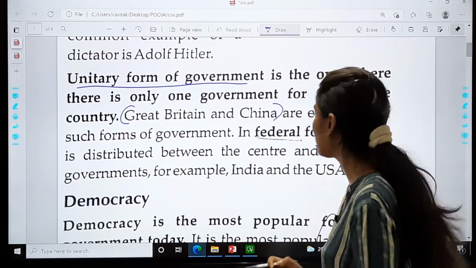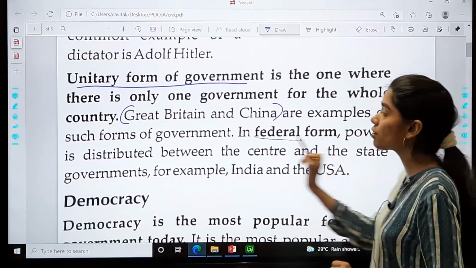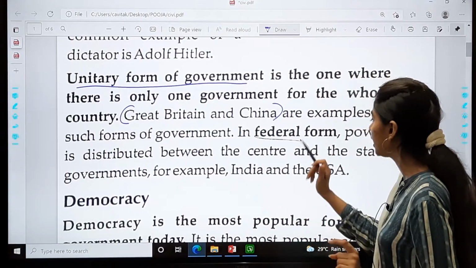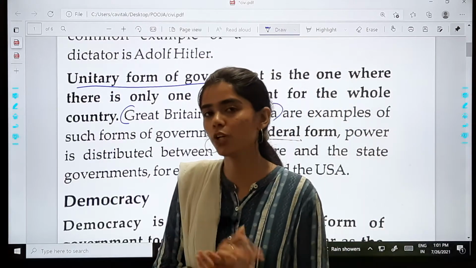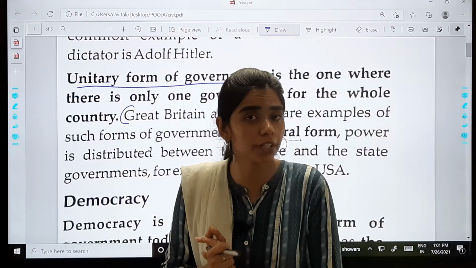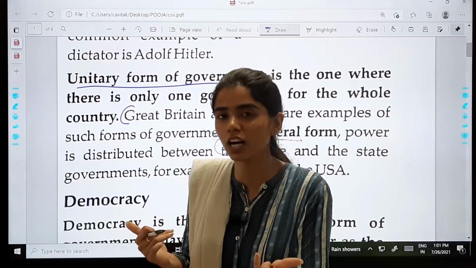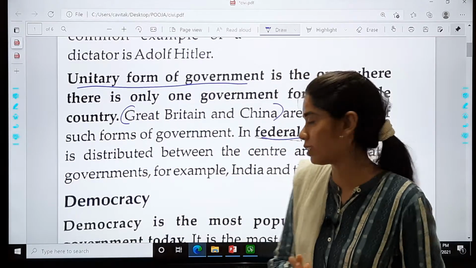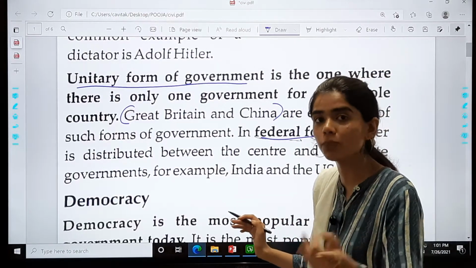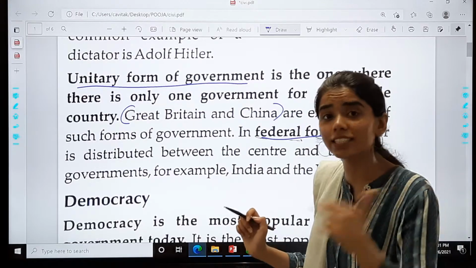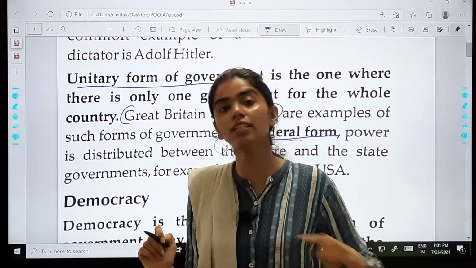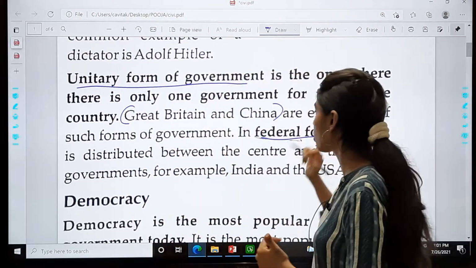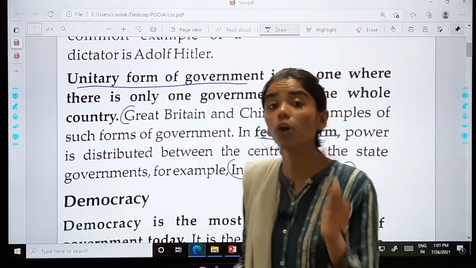Now, what happens in the federal form? In federal form, power is distributed between the center and the state government. For example, India and the USA. Now, as you know, in our country also, the power is distributed. Just now I said central, state, local government, right? So in the federal form of government, what happens? They distribute the powers. They distribute the powers between whom? Between the center, that is national, and the state government. Main जो हमारी government होती है center and the state government, that is every state has their own government. So in which countries? In India and USA, they follow federal form.